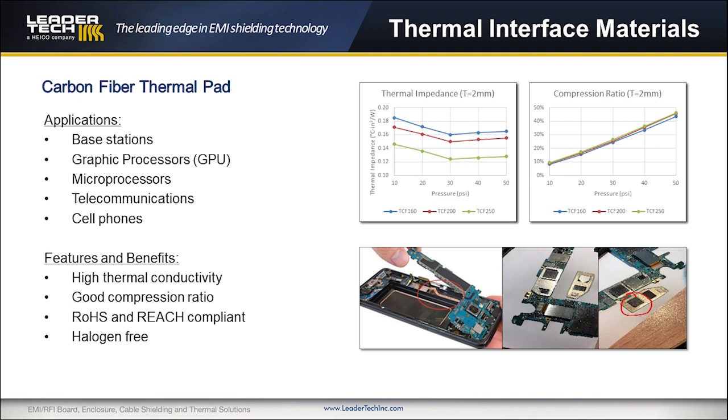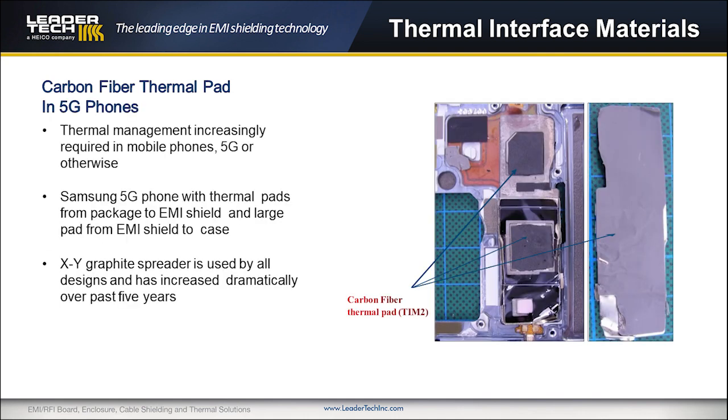Its features and benefits are that it provides a high thermal conductivity, good compression ratio, is RoHS and REACH compliant, and halogen free. TCF material has seen a lot of use in the telecommunications industry. Due to its thickness and high thermal conductivity, TCF materials are an excellent application for newer smartphones and tablet devices.